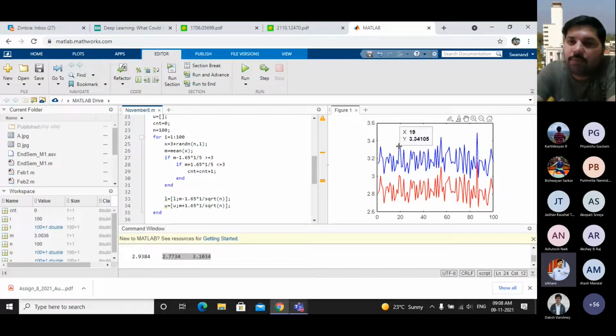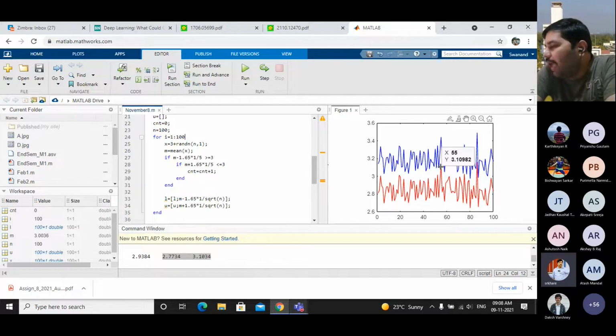And what is the size of the sample? The size of the sample is 100 in each case. So this is the confidence interval that I'm getting for sample number 20. You can see the mean by printing out the 20th number in the array. There are certain places, for example, sample number 55, where the lower bound happens to be 3.1 and the upper bound happens to be 3.4.